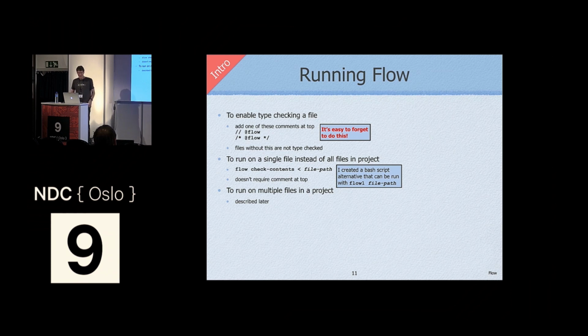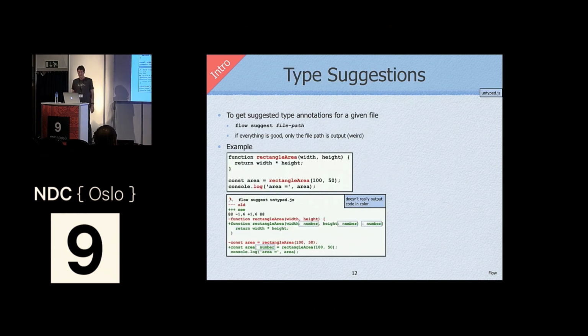You've got to mark all the files you want it to check. There is a way that you can tell Flow, just check this one file, don't check my whole project, and you use that check contents option on Flow. You might want to create an alias that does that for you. But really, you want to run it on all the files in your project, and we'll get to that later.